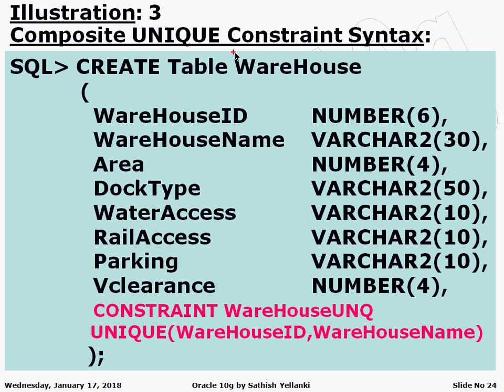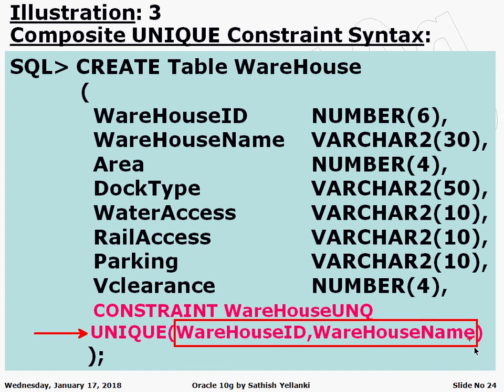You can just watch here. This is one table what we are creating and we are declaring a constraint with a name, and here you can just watch this unique. Unique for how many columns? 2 columns. Unique for 2 columns.